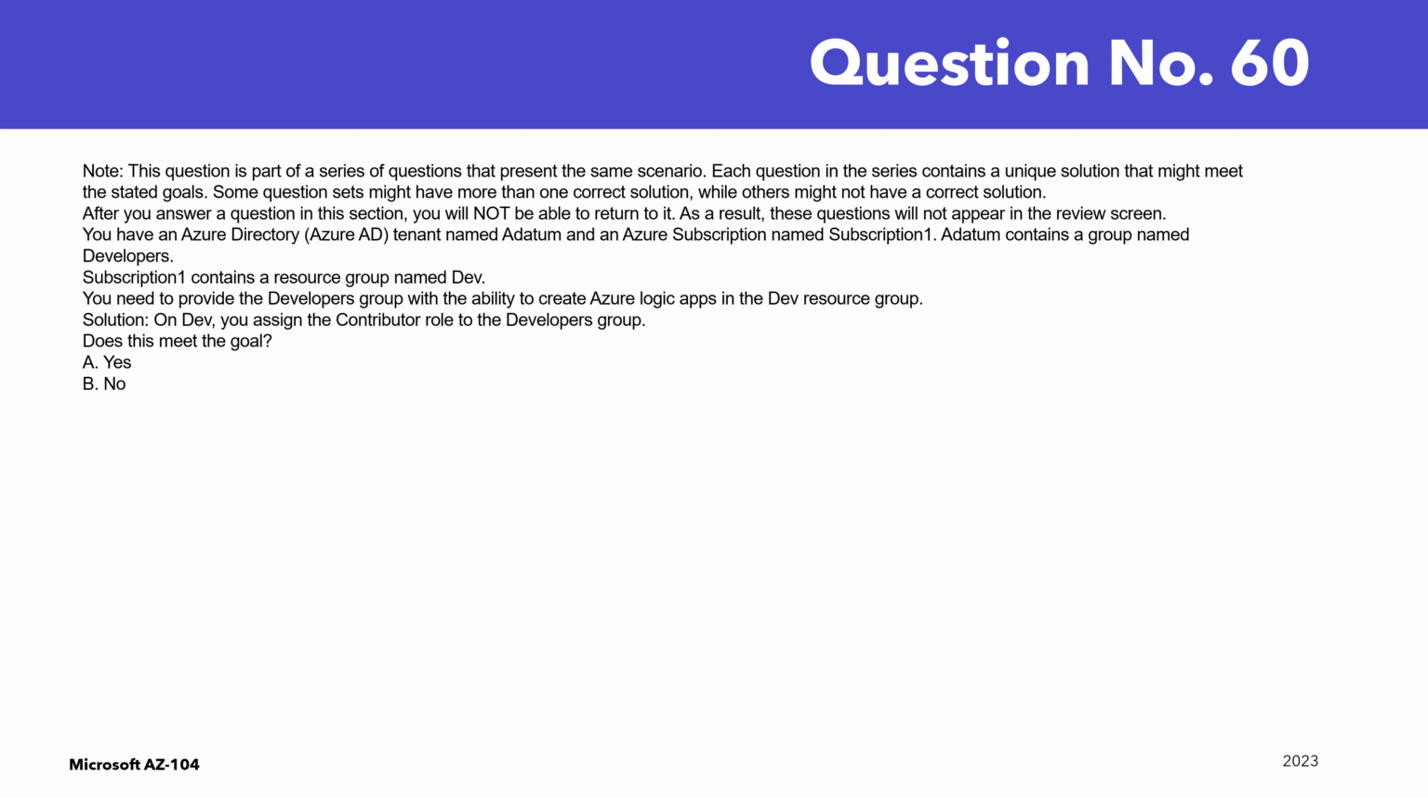You have an Azure AD tenant named Adatum and an Azure subscription named Subscription 1. Adatum contains a group named Developers. Subscription 1 contains a resource group named Dev. You need to provide the Developers group with the ability to create Azure Logic Apps in the Dev resource group. Solution: On Dev, you assign the Contributor role to the Developers group. Does this meet the goal? A. Yes. B. No. Correct answer: A.